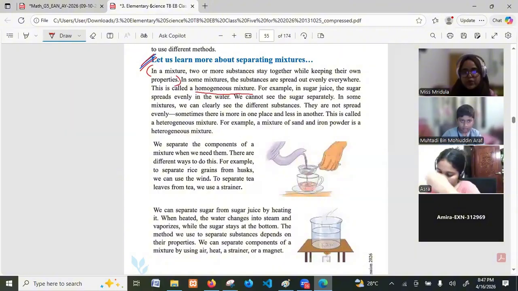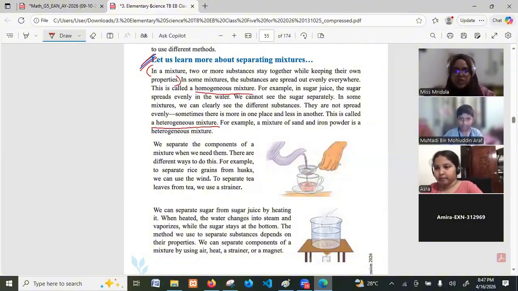In some mixtures, we can clearly see the different substances. They are not spread evenly. Sometimes there is more in one place and less in another. So they are called what? Heterogeneous mixtures. So I guess why are they not evenly spread? Because they hate each other. Okay, so that's why heterogeneous. And the other one, they didn't hate, so those are homogeneous.